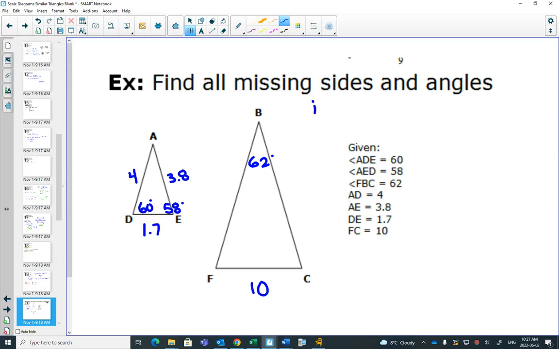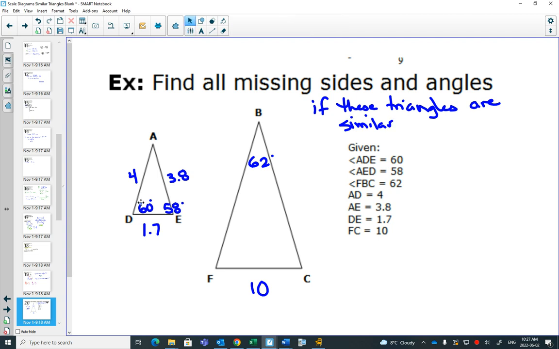What? That doesn't make sense. It doesn't make sense.